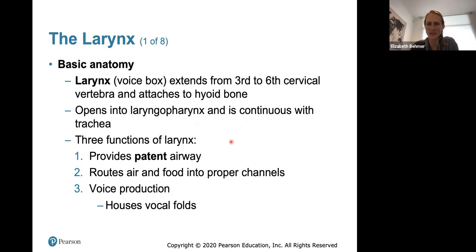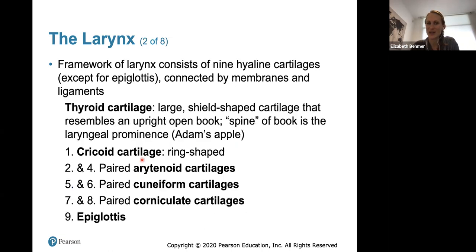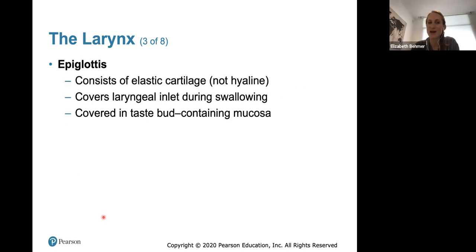So basic anatomy, we start with the larynx, which is your voice box. It provides a patent airway, meaning it's always open. It routes air and food into the proper channels, meaning when the epiglottis closes, food goes down your esophagus. When the epiglottis is open, air goes down your larynx. And we also have our vocal cords in your larynx. There are different cartilages, the thyroid cartilage, cricoid cartilage, and then we have paired cartilages, meaning there are two of them, as well as the epiglottis.